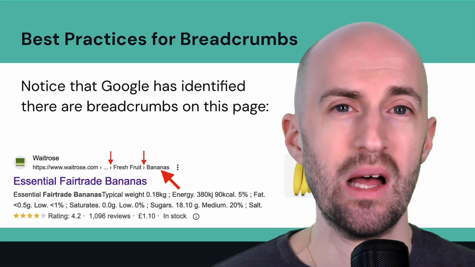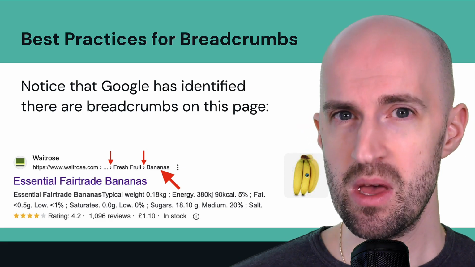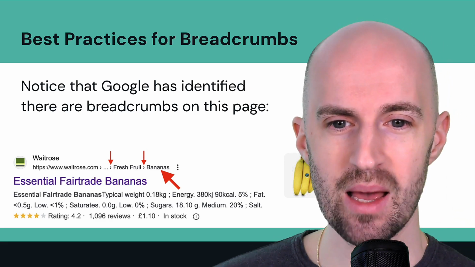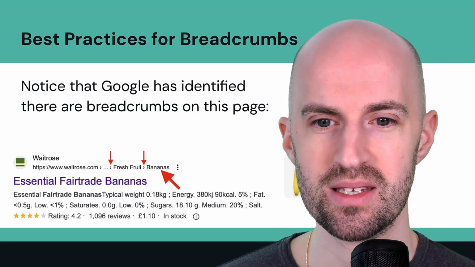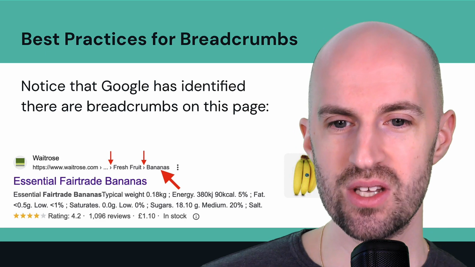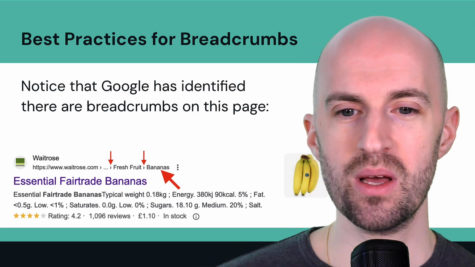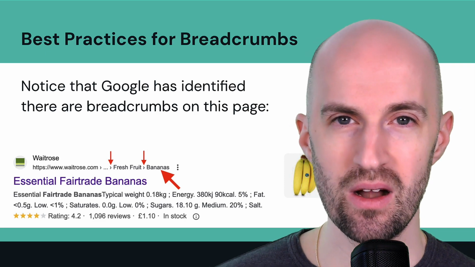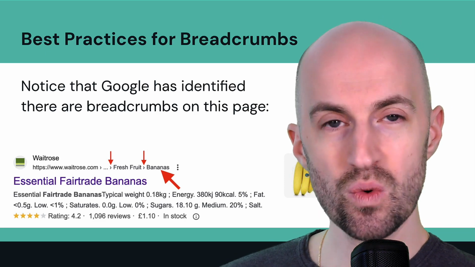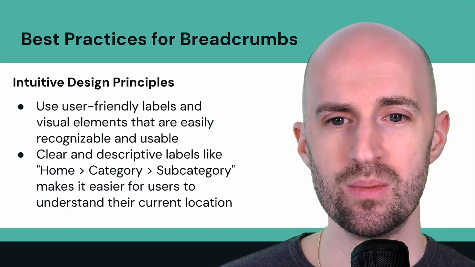So notice that Google has actually identified that there are breadcrumbs on this page. This is the same fair trade bananas example, and you can see it's actually added the hierarchy to it. So we know that bananas are under fresh fruit. It truncates that because it's quite long, but it does know that there are breadcrumbs on there and knows the structure. So next is intuitive design principles.